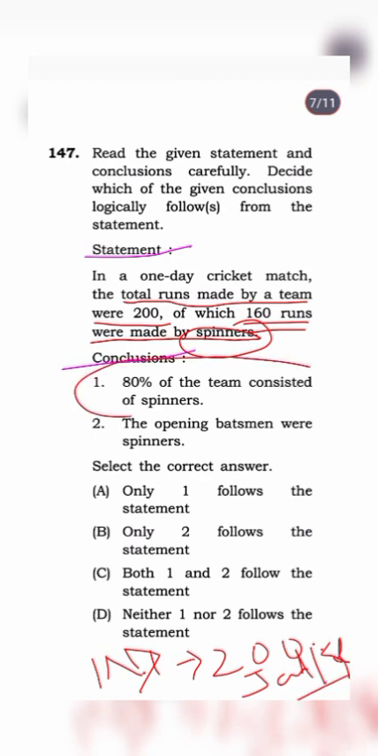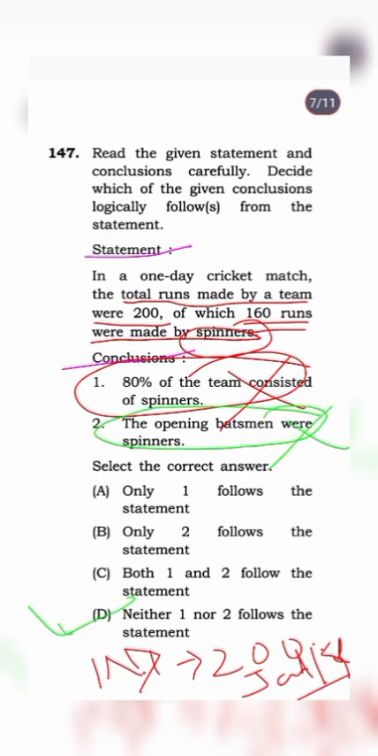I don't think so. The opening batsmen were spinners. How can you say that? Okay, so neither 1 nor 2 follows. So this is the correct answer. Now move forward. I think this was a bit easier.